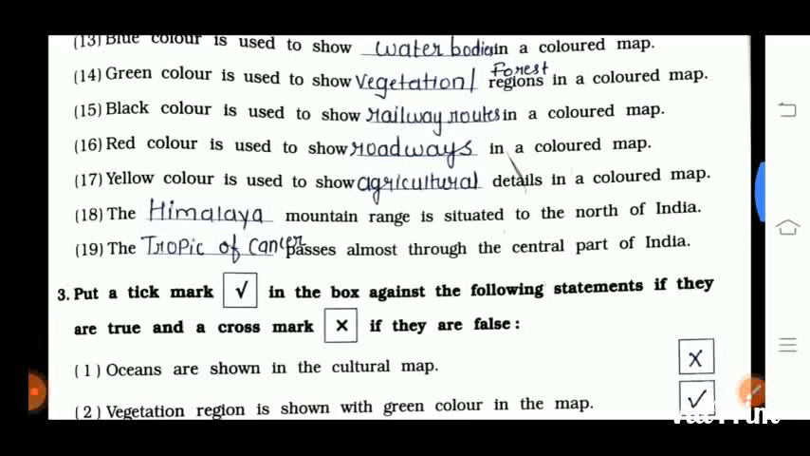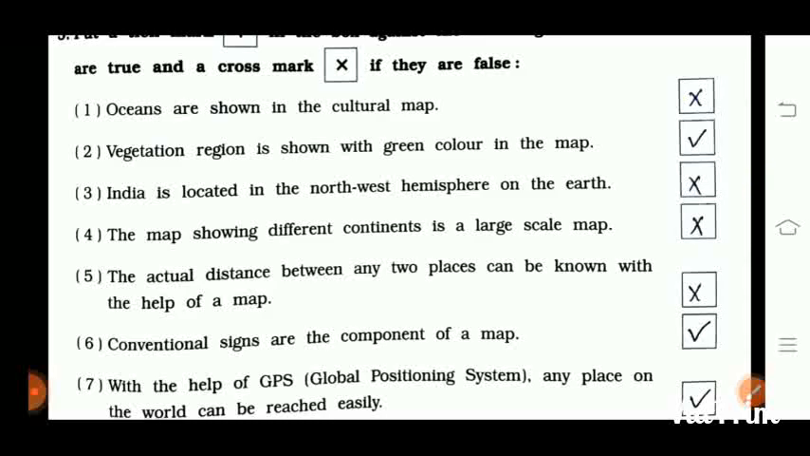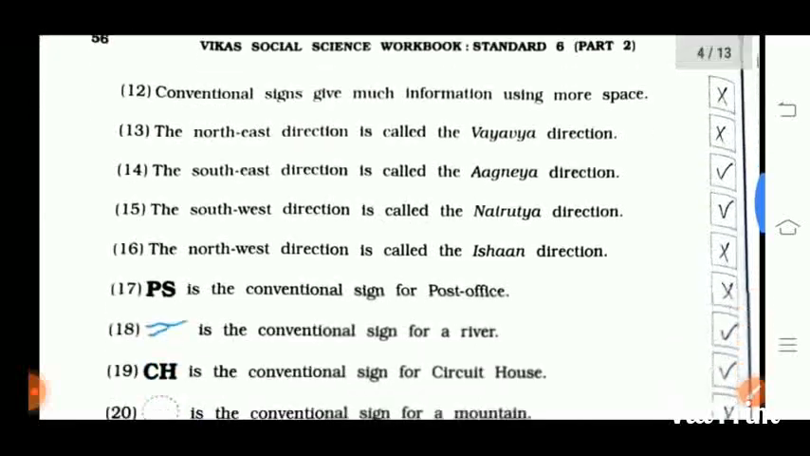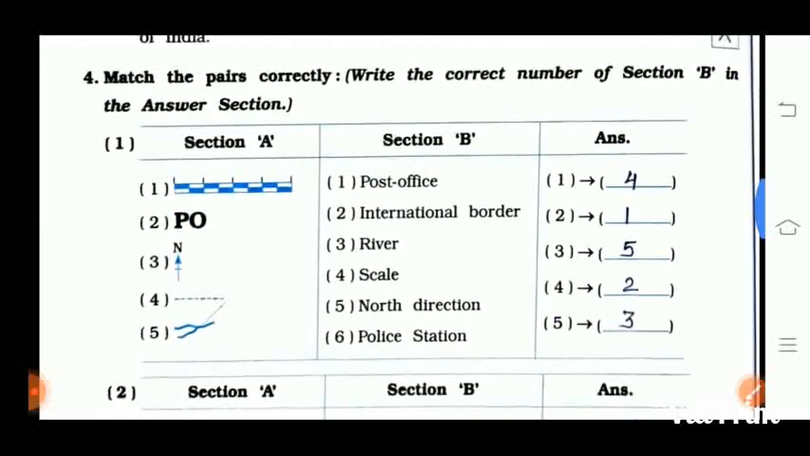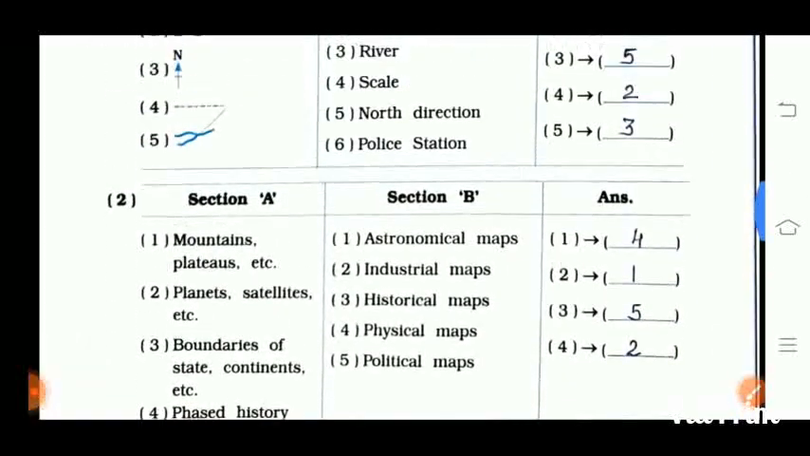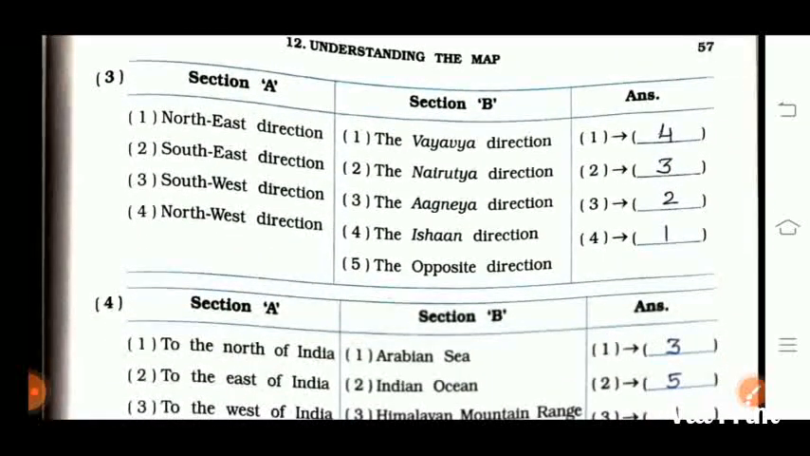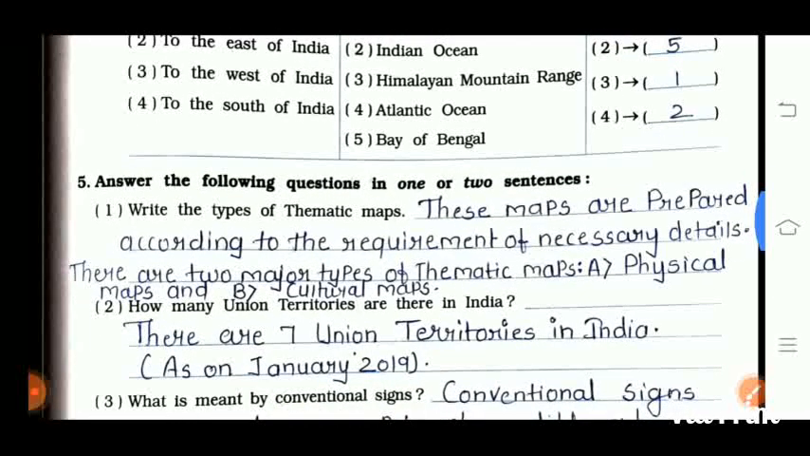Then the third question is put the tick mark, true or false. Then question number 4 is match the pair. Okay, this is first, second, then third, then fourth. Okay, now question number 5 is answer the following questions in 1 or 2 sentences.